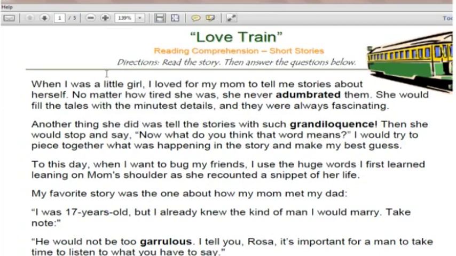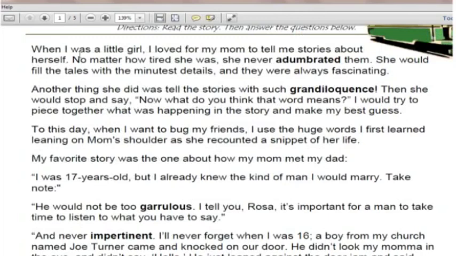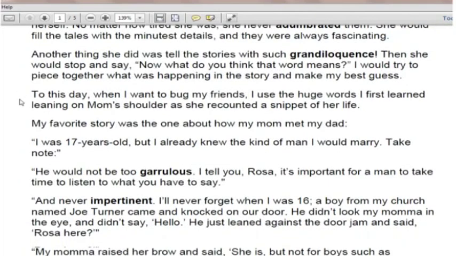My favorite story was the one about how my mom met my dad. Now mom is telling the story to her daughter. I was 17 years old when I already knew the kind of man I would marry. Take note. He would not be too garrulous. I tell you, Rosa, it's important for a man to take time to listen to what you have to say and never be impertinent. I'll never forget what happened when I was 16.